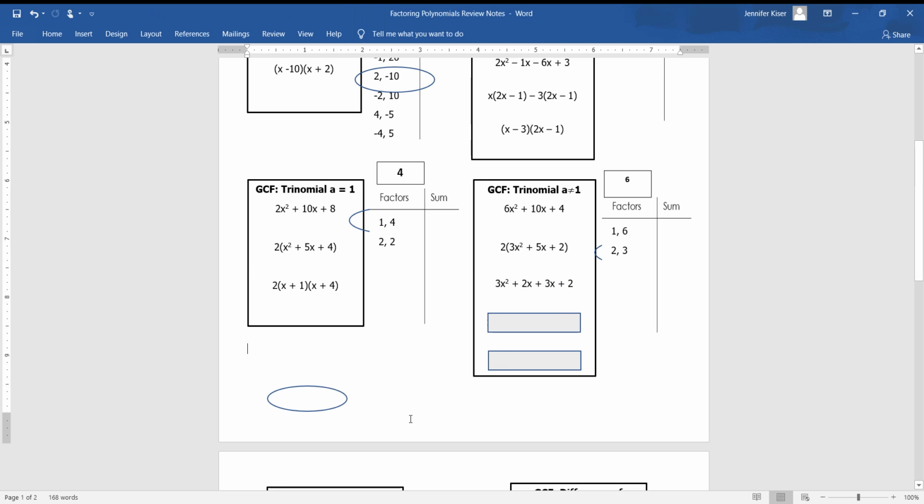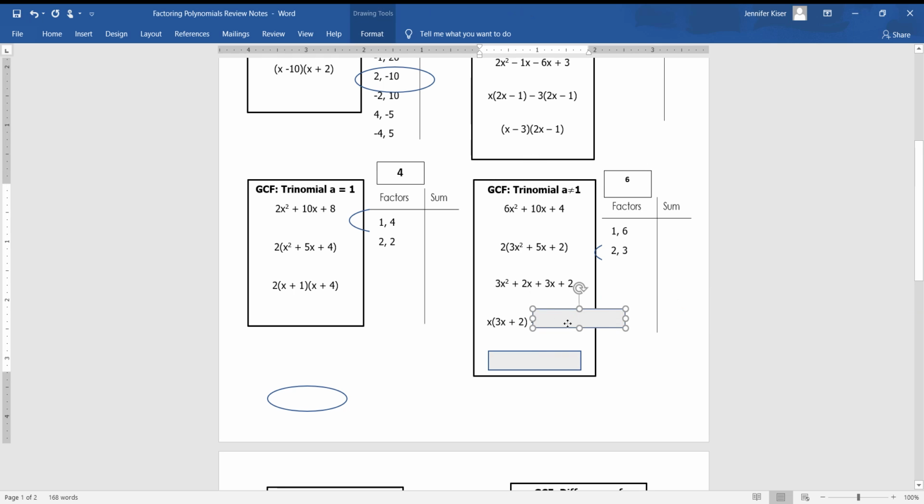So it would look like this, because your 3x squared would stay, and then your 2 would stay, but you're writing out 5x the long way there. And then you're grouping the first 2 and the last 2. So for 3x squared plus 2x, so 3 and 2, your number GCF would be 1 there. But you could take an x from both of those 2 terms. So you can go ahead and factor out an x there. So you can write x and then start your parentheses.